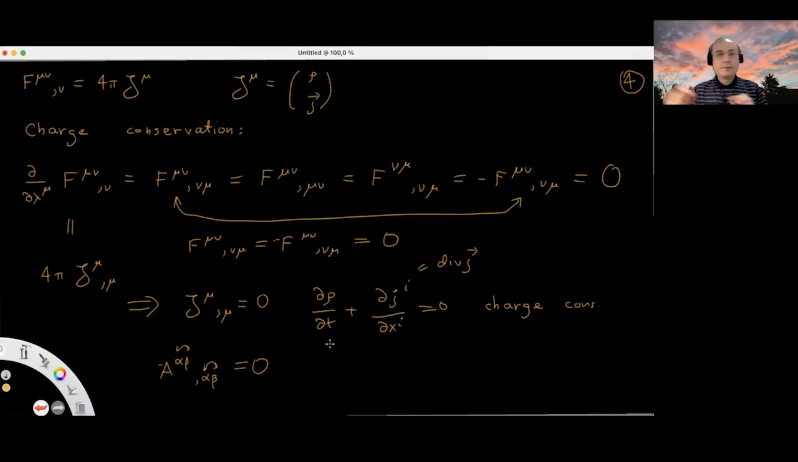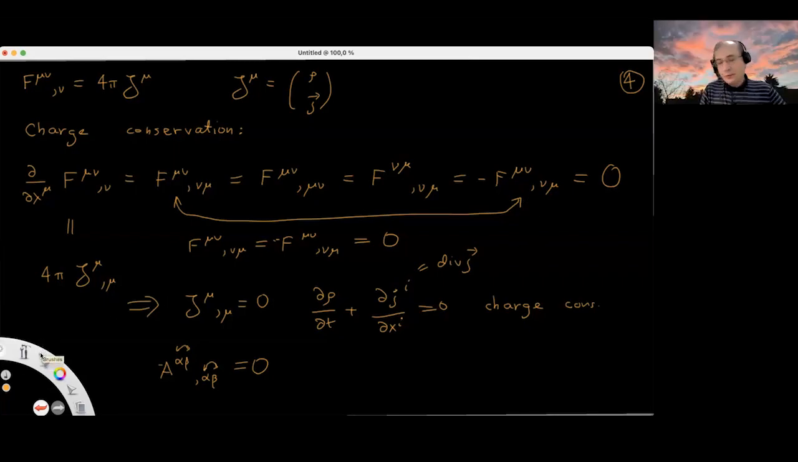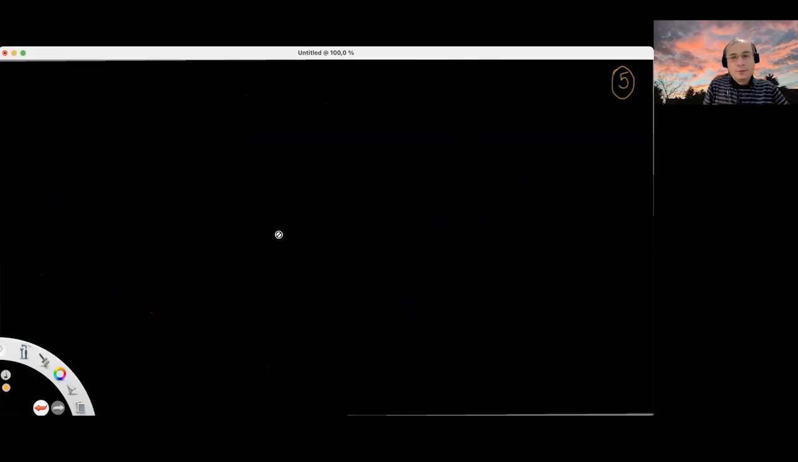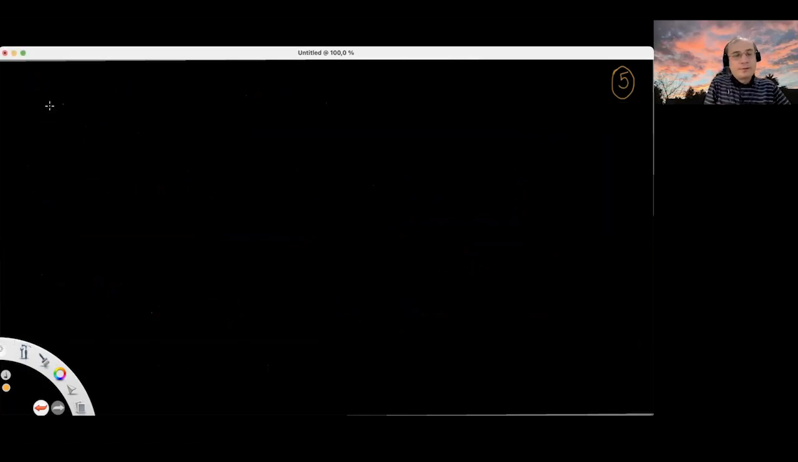Okay, there are none. So the next topic will be the Lorentz equations. We are still working with electromagnetism a little bit, partially because this is curious, and partially because this is a good way to learn the tensorial calculus. Okay, so the Lorentz force.